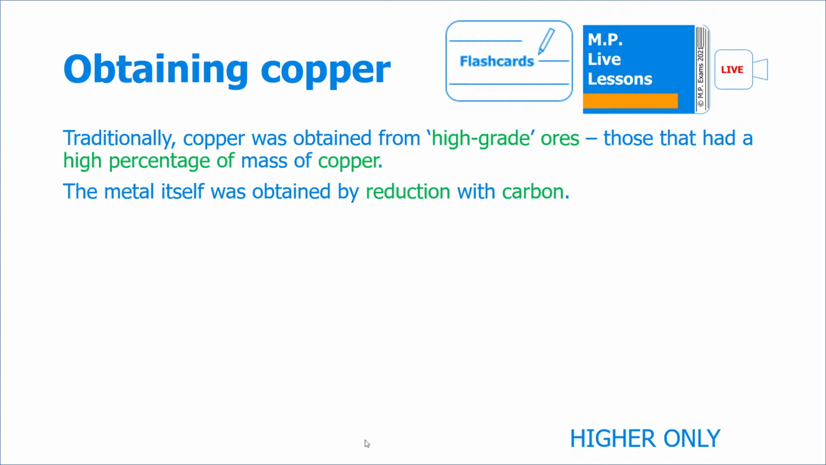Now, for reduction to happen, you need high temperatures, and that's why this often took place in a blast furnace. This needs lots of energy. That means this is actually a high cost as well, and that means lots of copper must be produced to offset this. So you need enough copper in the ore to make it worthwhile to use this.